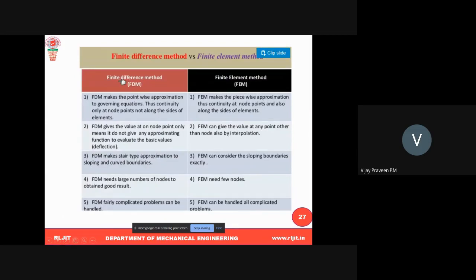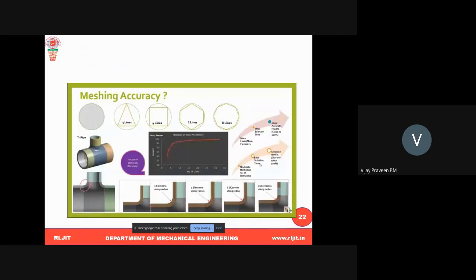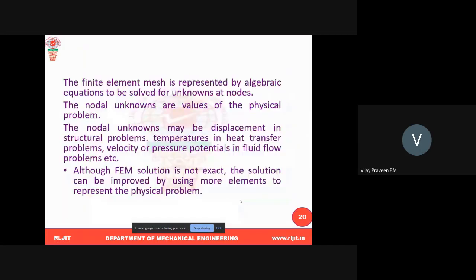FDM makes a stair-type approximation to sloping and curved boundaries. FEM can consider sloping boundaries exactly. What do you mean by a curved boundary? Suppose you take a figure here. This is called a curved boundary. If you have this type of shape and you use the FDM, the finite difference method, it will give a very approximate result. It will not capture the entire curve. But the finite element method can capture any type of boundaries and curves easily, and you can calculate the values. That's why it gives better results than the FDM.